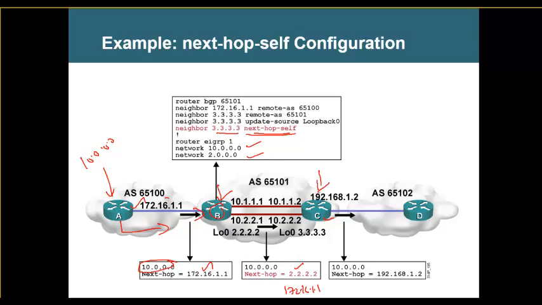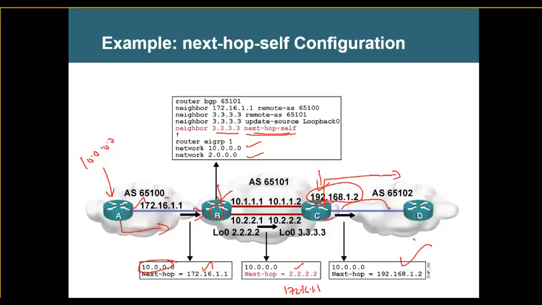But when C advertises to D, it won't advertise next stop as 2222. It will put its own address because it's EBGP. You understood? Yes, sir. Okay.